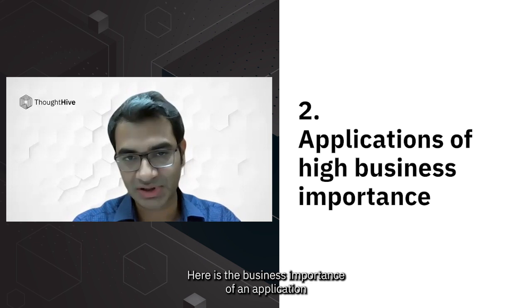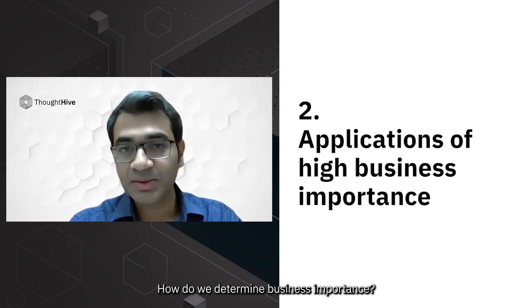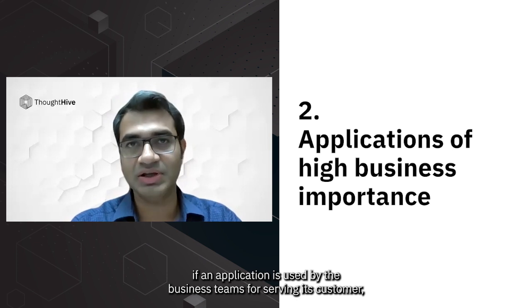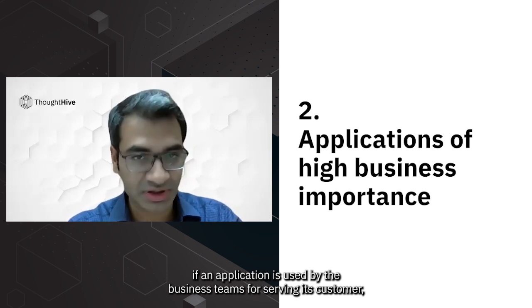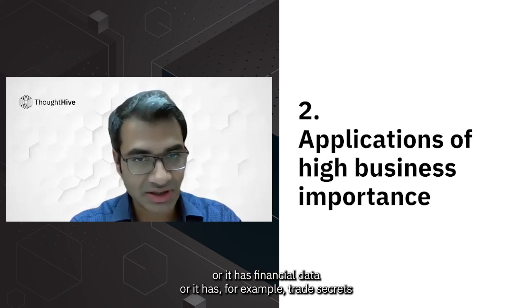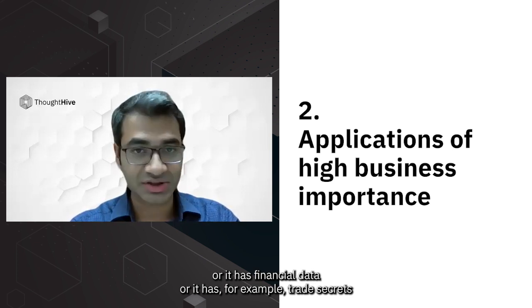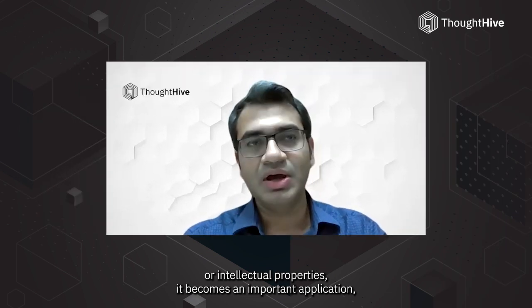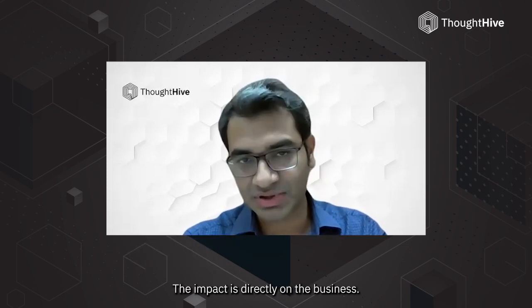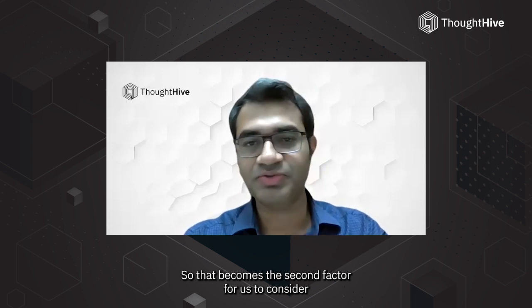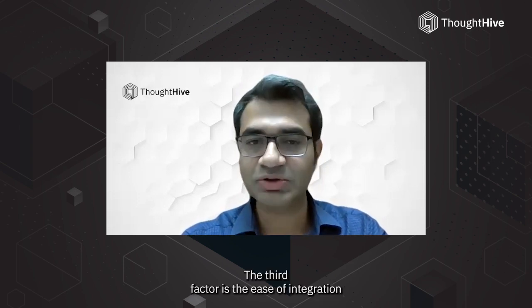Now the second factor here is the business importance of an application. How do we determine business importance? If an application is used by the business teams for serving its customers, or it has financial data, or it has, for example, trade secrets or intellectual properties, it becomes an important application. If accesses to these applications are misused, the impact is directly on the business. So that becomes the second factor for us to consider in an application prioritization journey. The third factor is the ease of integration.